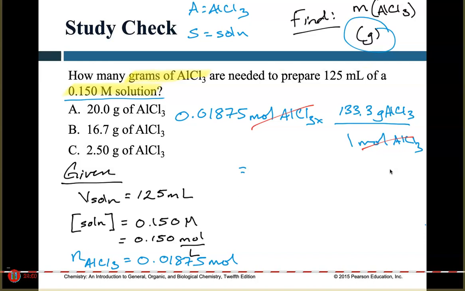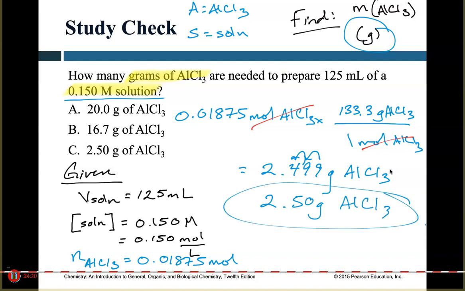So 0.01875 times 133.3 is 2.499 grams AlCl3. I'm limited to 3 sig figs. 2 point, that rounds up. That rounds that up. 2.50 grams AlCl3. Do I have that answer? And yes, I do. It is C. So we're in good shape.